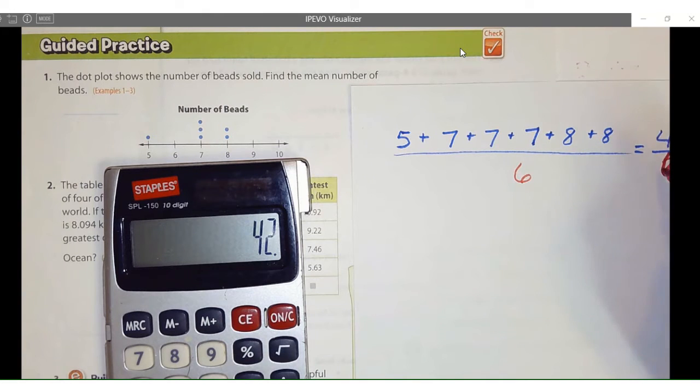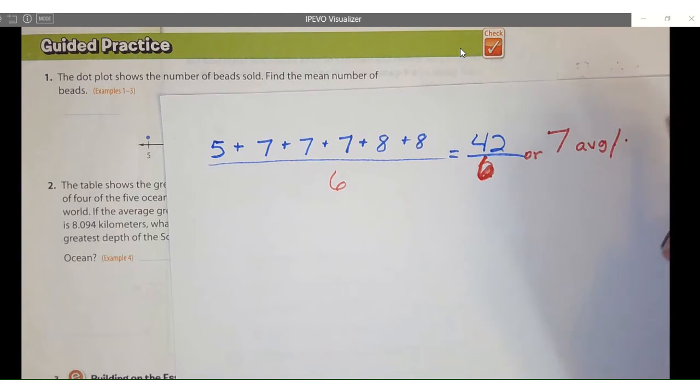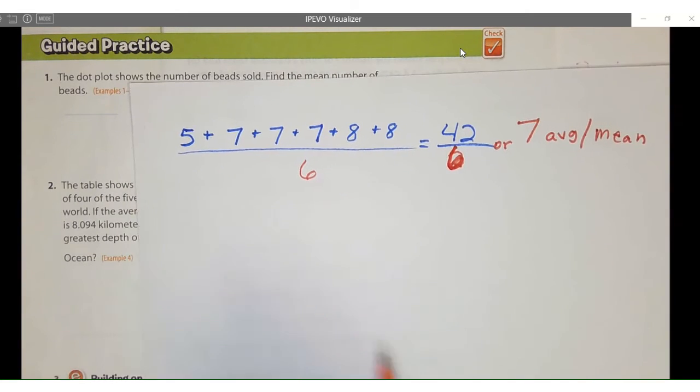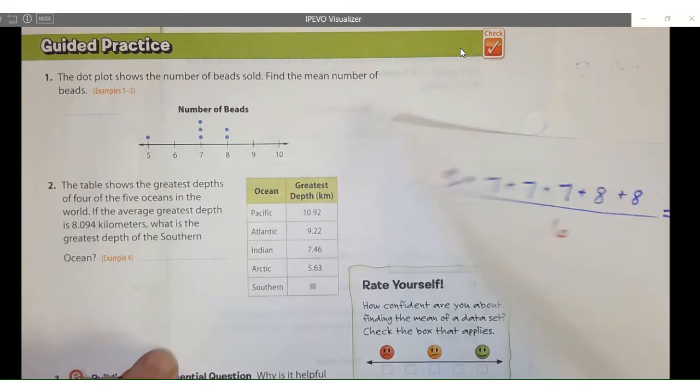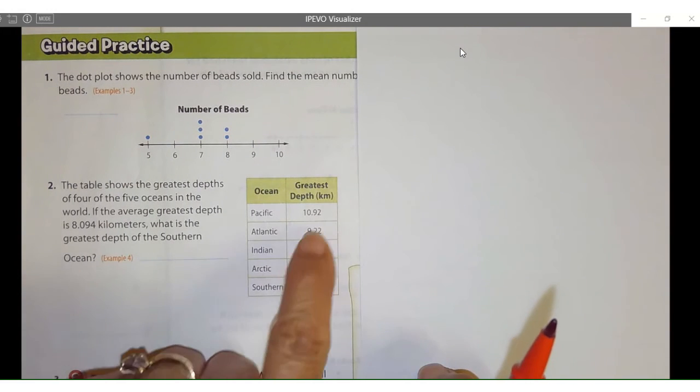So 6 divided into 42 is 7. So the dot plot shows the number of beads sold. The average number of beads they sold was 7, also known as the mean. Okay, so we just took those total numbers. Right here, this particular problem has all your numbers here.